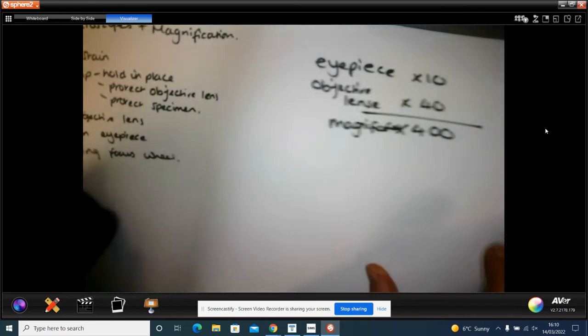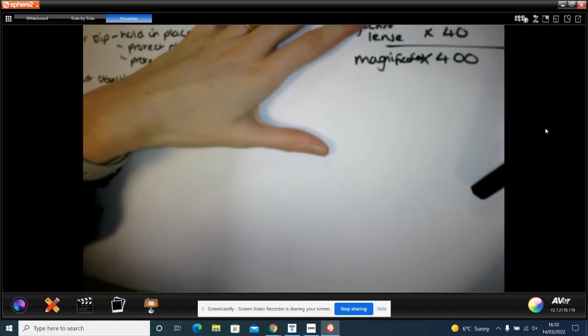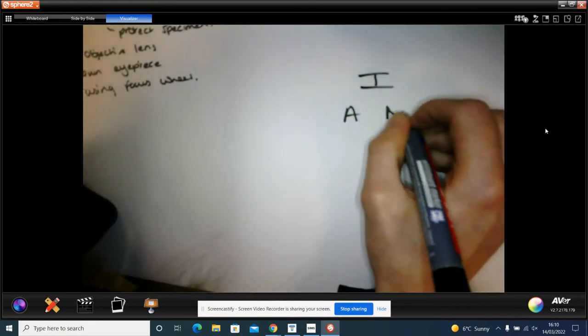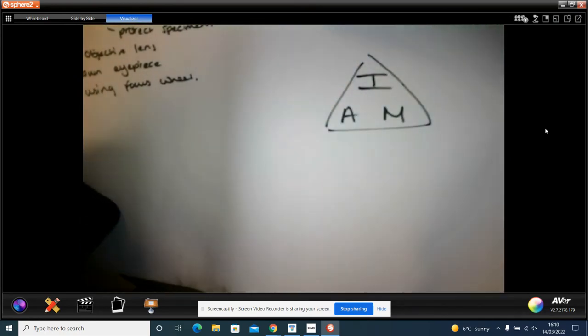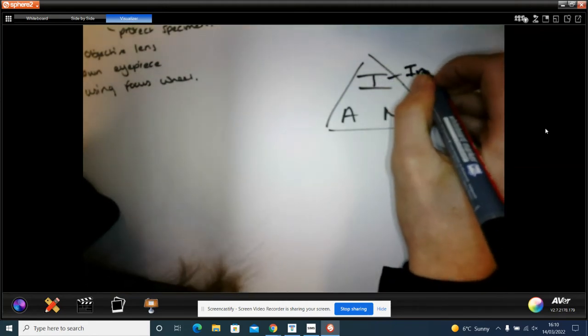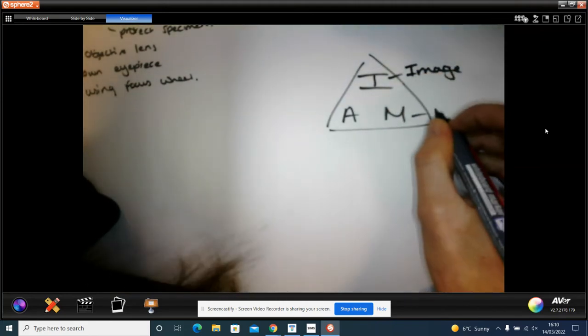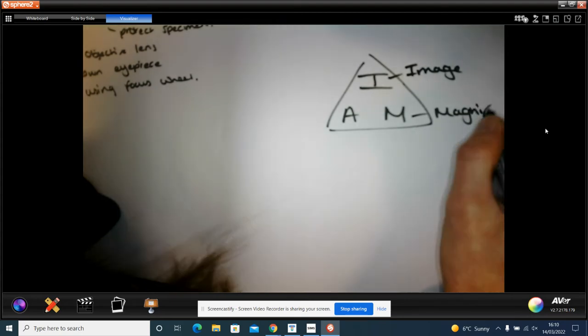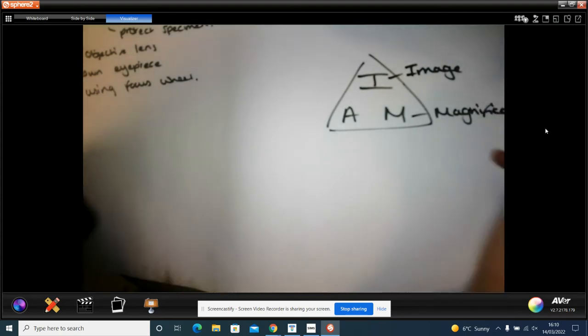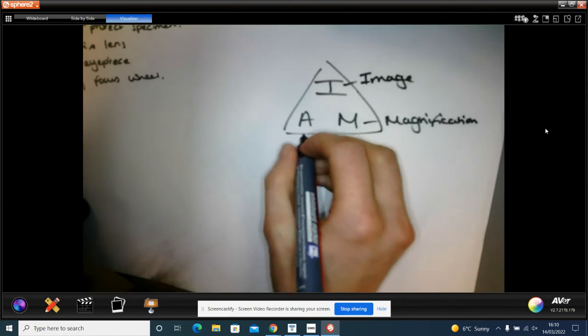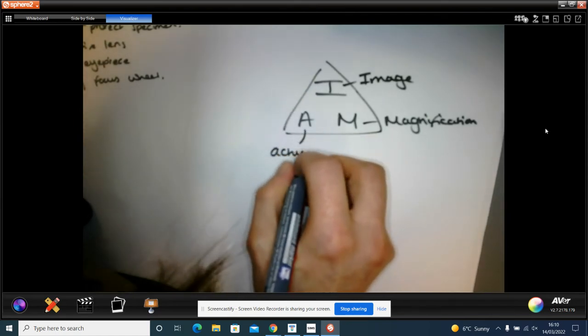The other way of doing it is by using the I-A-M equation, where you've got I over A times M. Where I is the image size, M is the magnification, and A is the actual size in real life.